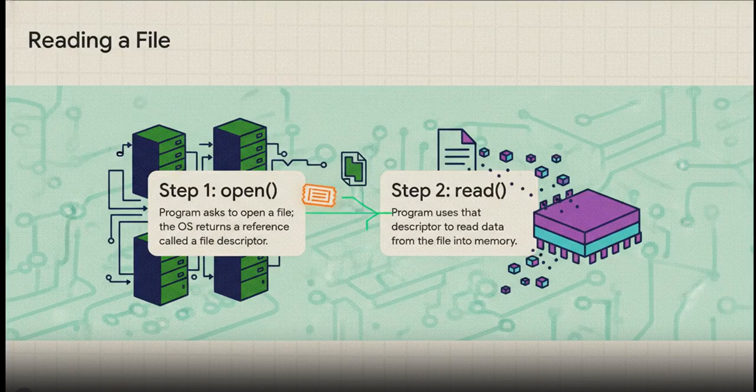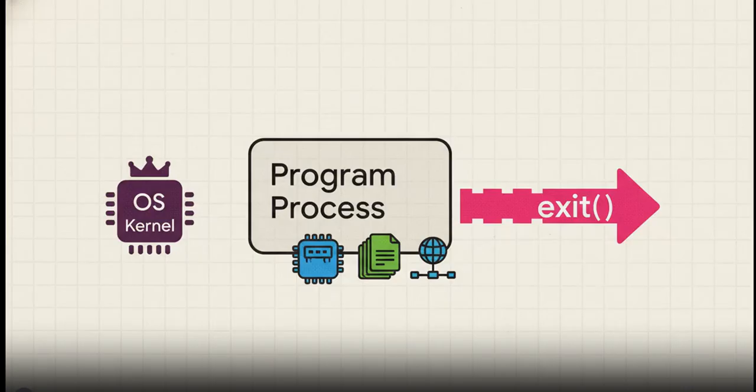So, what about something simple, like reading a file? Well, that's a two-step order. First, the program uses the open system call. The kernel checks for permission, and if everything's good, it hands back this special ticket called a file descriptor. Think of it like a coat check number. Then the program uses that ticket with the read system call to actually pull the data from the file. And finally, when a program is all done with its work, it does the polite thing. It calls exit. This is just the program telling the kernel, hey, I'm finished. You can have all my memory and resources back now. It's the official, clean way to shut everything down.